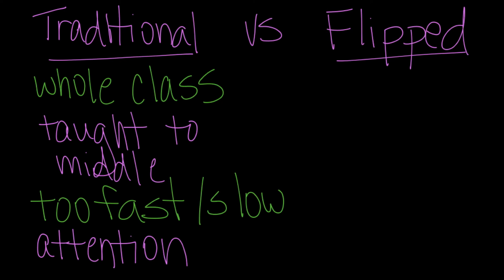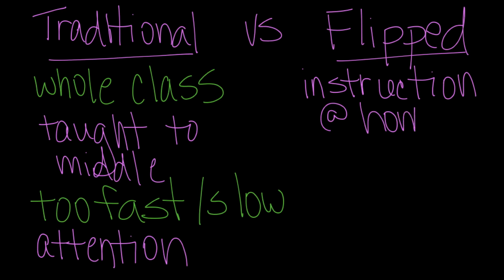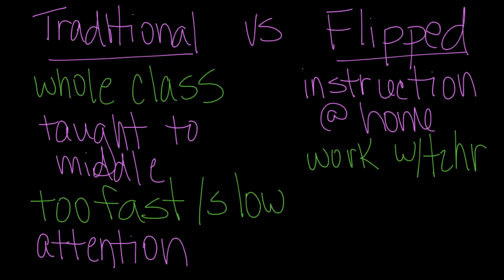Well, when we look at the flipped model, the instruction is done through a video at home. So basically, your teacher is planning the lesson, recording the lesson on a video, and then submitting that to students as their homework. So their homework would be to watch the video, the instruction portion, at home, and then when they come to class, they are working with their teacher in small groups or with peers on the material that they have learned about in the video.